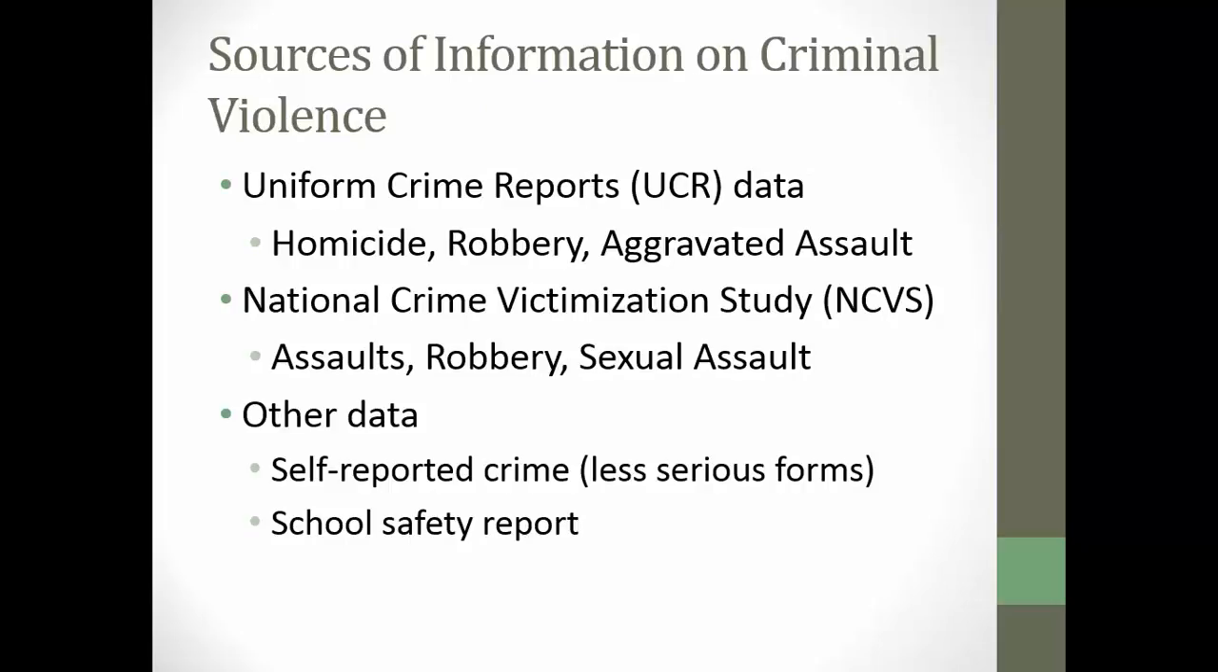In terms of what we know, again, this is review from earlier in the course. For homicide, our big one is the Uniform Crime Report, which again is police data. But aside from homicide, it also includes robbery and aggravated assault. There's also data from the NCVS that we'll talk about for assault, robbery, and sexual assault. And then there's other data for more specific offenses. So especially for school, we have something called the School Safety Report, which we'll get to.